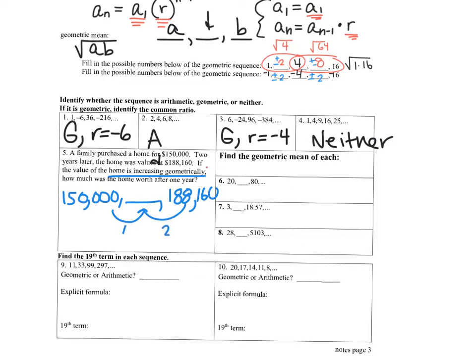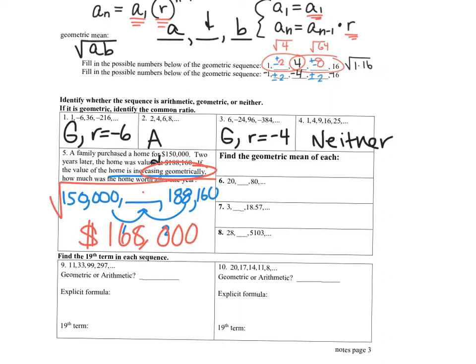So what you're going to do is find the geometric mean. So to find the geometric mean, you take the square root of 150,000 times 188,160, and I get $168,000.